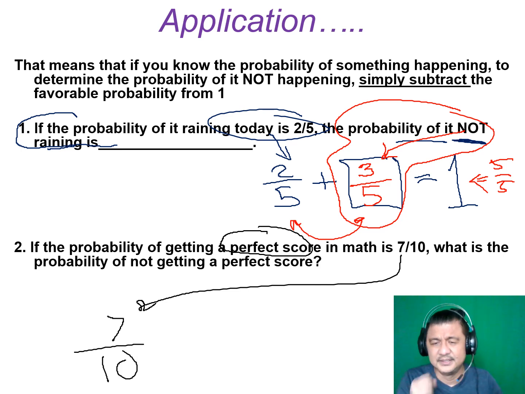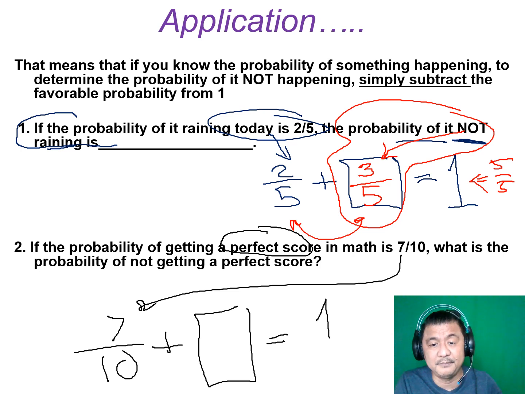Next, the probability of getting a perfect score in math is 7/10. Yeah, I'm gonna get a perfect in math. 7 out of 10 chance you could get it. But the probability of not getting it, what will it be? Remember, it should be equal to 1. Yes, now you know. Denominator is 10.